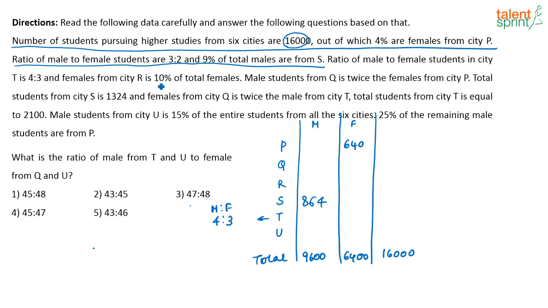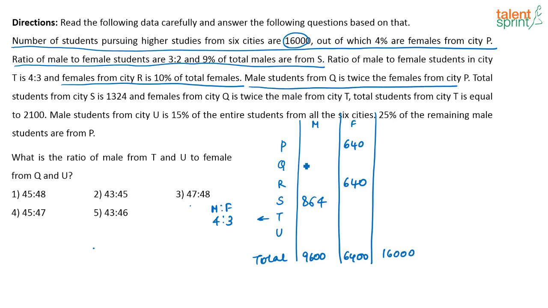And females from city R is 10% of the total females. How many total females are there? 6,400 females. Out of this, females from city R is 10% of 6,400, or 640. Male students from Q is twice the female students from P.